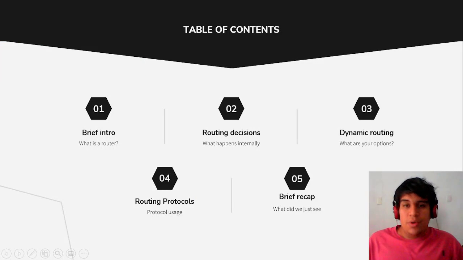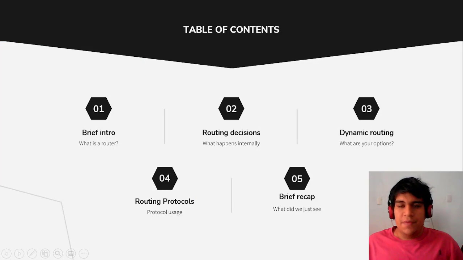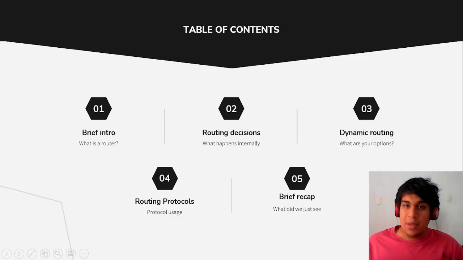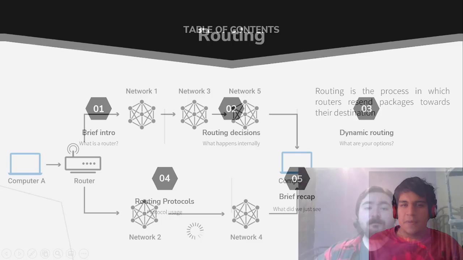In today's episode we're gonna cover a couple of things. First we're gonna see a brief introduction into what is a router. Then we are going to get into what are the routing decisions it takes when trying to send a package over. Then we're gonna talk a little bit about dynamic routing, what protocols are used, and then at the end we're gonna see a brief recap. So let's get right into it.